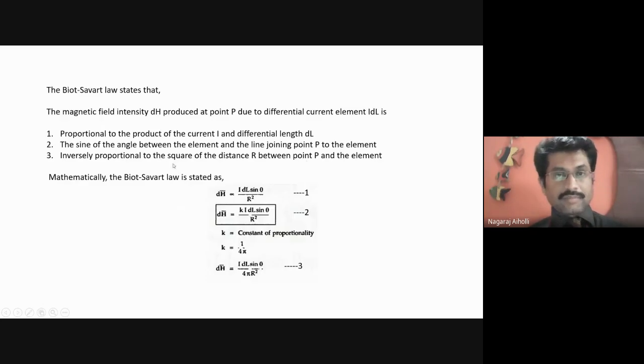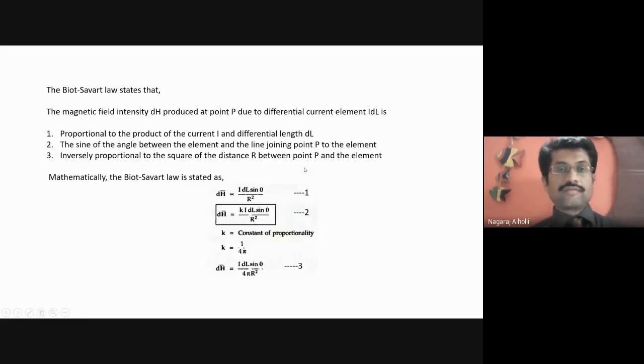And it is inversely proportional to the square of the distance r between point P and the element. It is inversely proportional to the square of the distance r between the differential element and the point P. This is the definition of Biot-Savart's law. Mathematically, the Biot-Savart law is stated as dH bar.